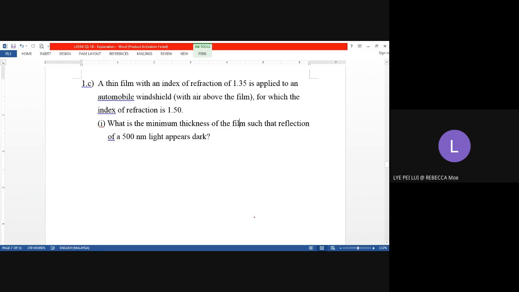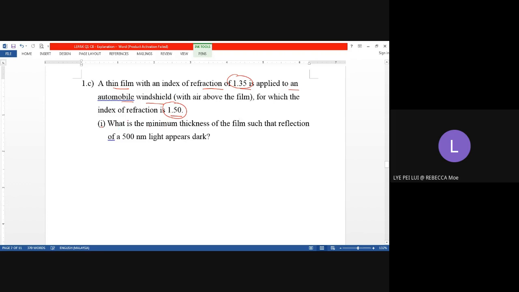Okay, so we proceed with 1c. A thin film with an index of refraction 1.35 is applied to an automobile windshield with air above the film, for which the index of refraction is 1.5, right? So we have two pieces of information, 1.35, and then 1.50.